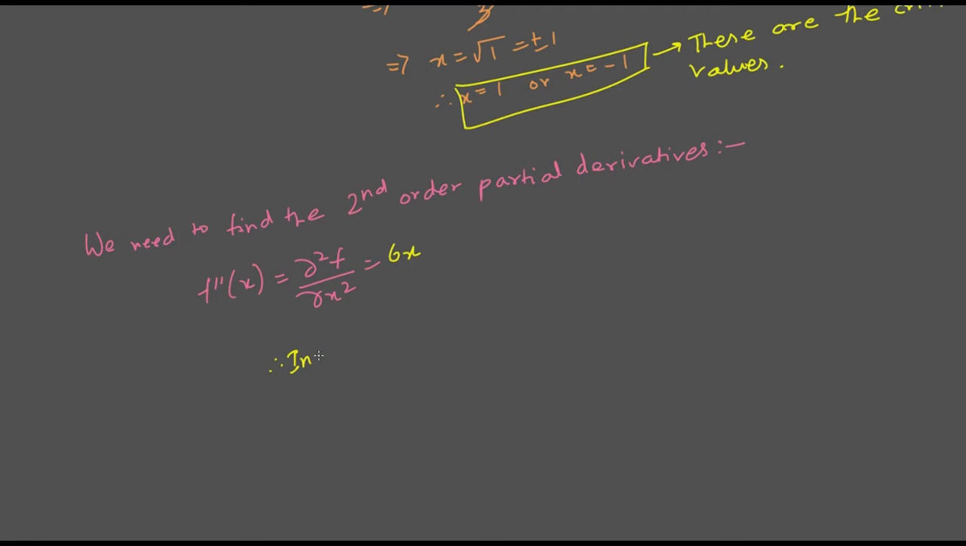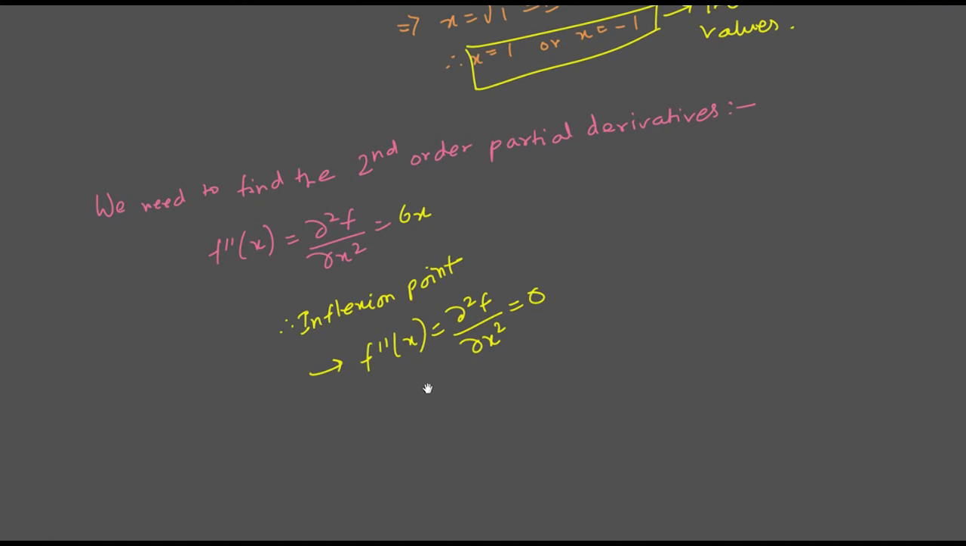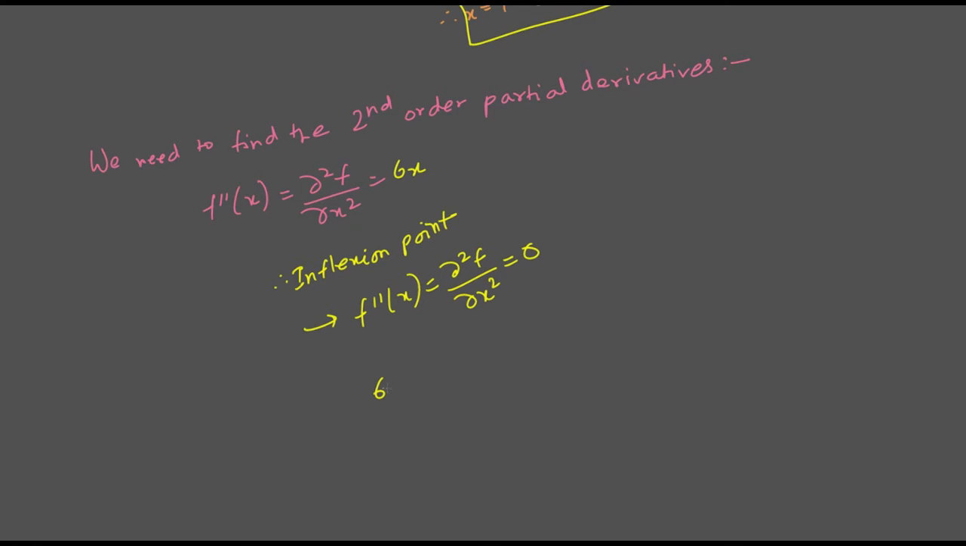Therefore, the inflection point. How do we find the inflection point? f double dash x equals del square f by del x square equals 0, right? We need to put the second order partial derivative equal to 0. So 6x equals 0, therefore x equals 0.